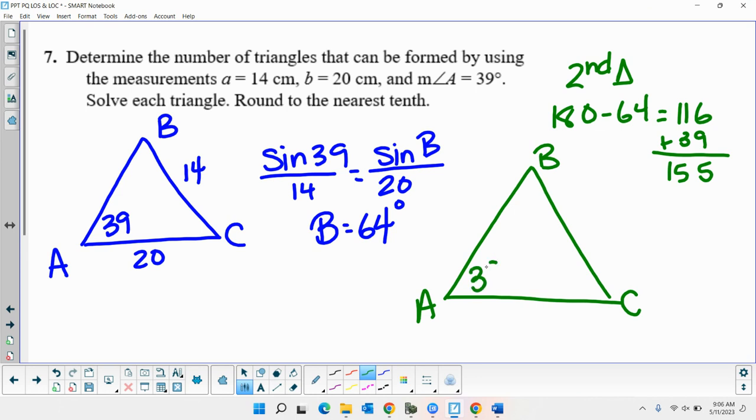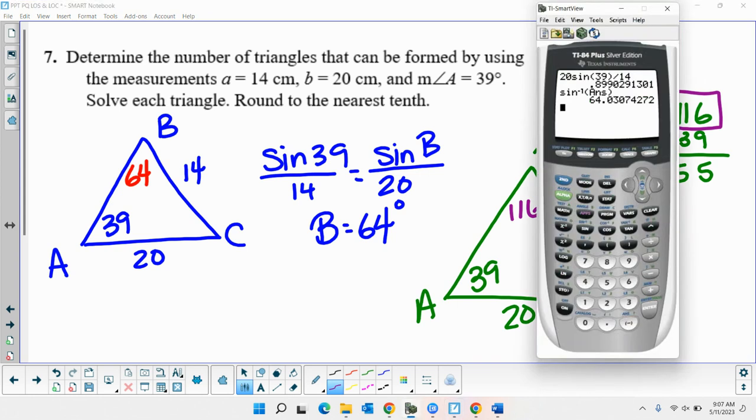It all looks exactly the same to start. Okay? Now, I guess we'll make this a different color here. This B is 64. All right? This B is the supplement of that for your second triangle. Not the 155. That's where kids make a mistake. 155 just lets you know that you do have a second triangle because it's less than 180. But it's the supplement of the one you got.